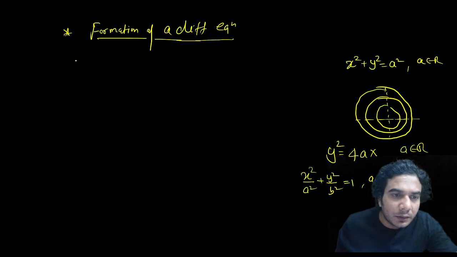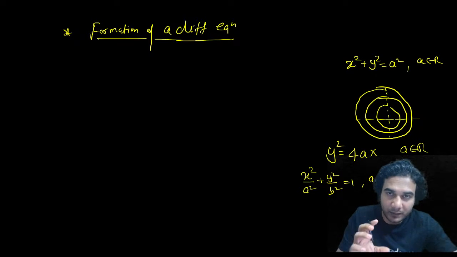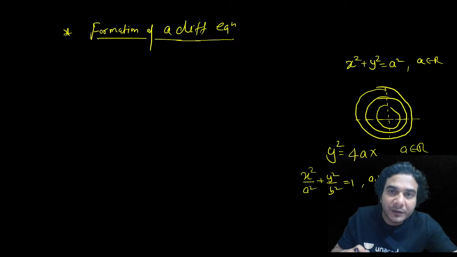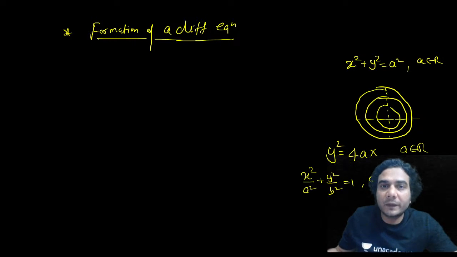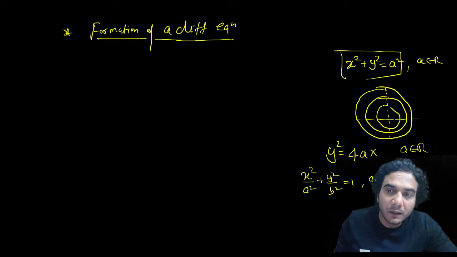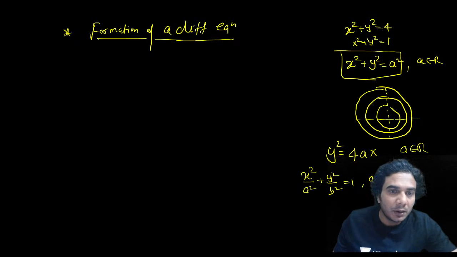So now, one family of curves will have one differential equation. In other words, one differential equation will represent all the curves of a family. Like x square plus y square is equal to a square will have one differential equation. That differential equation will be for x square plus y square is equal to 4 also, and the same differential equation will be for x square plus y square is equal to 1 also. I hope this point makes sense.